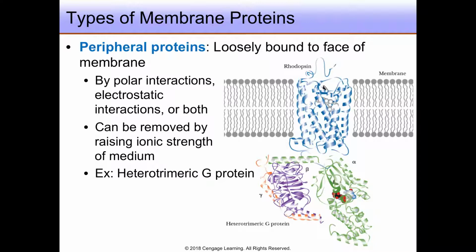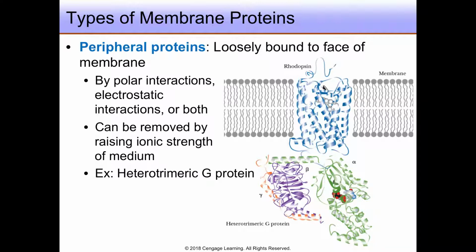Peripheral proteins are loosely bound to the internal or external face of the membrane. They may bind by polar interactions, electrostatic interactions, or both, to either lipid or protein components. Note that these are non-covalent forces, so they can be separated from the membrane by relatively mild conditions, such as raising the ionic strength of the solution.